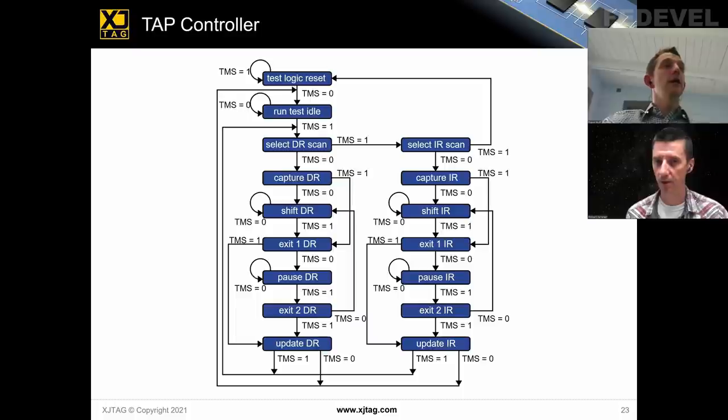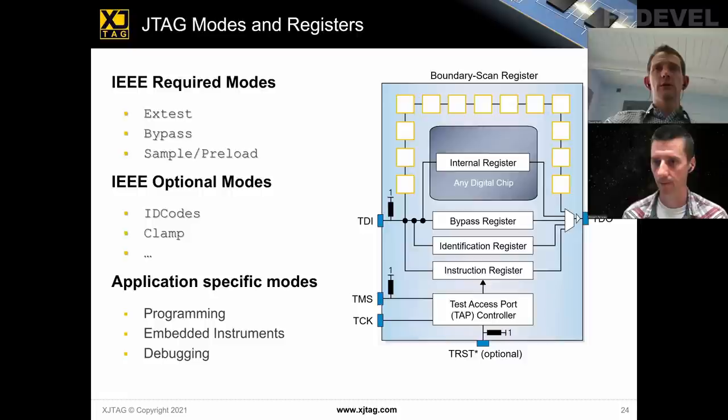Can we go to the previous picture, which was showing what is inside? This one here? Yes. So what are the other things here? So that's the extest and bypass, sample/preload. Because of the way the state machine works, where you have to select the register you want to communicate with before you can communicate with it, if you just select the EXTEST register, you don't know what the values of the DR, the data register, are, because you haven't loaded them.